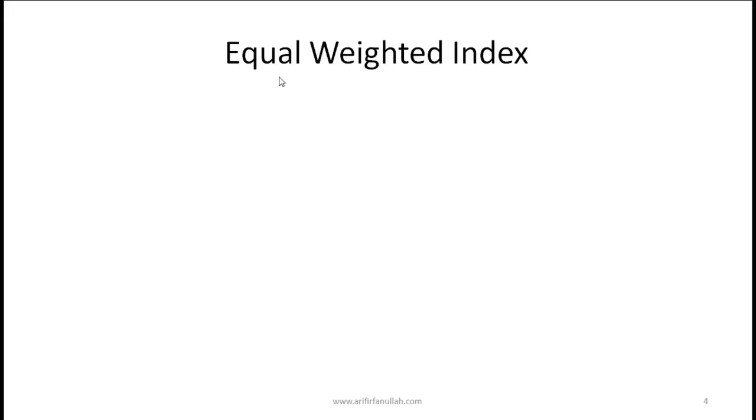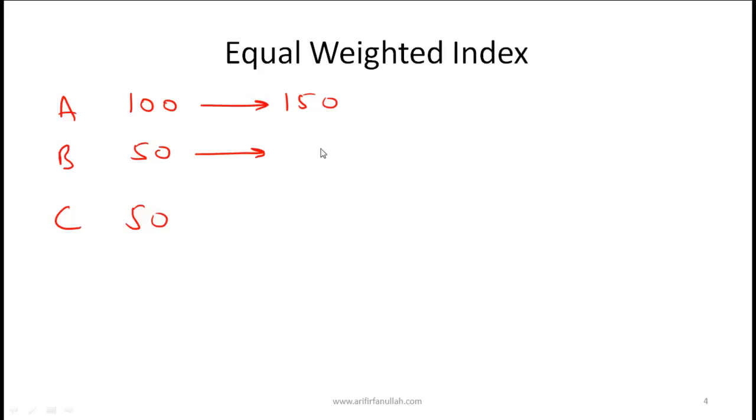Next, let's talk about an equal weighted index. So in an equal weighted index, if you have A, B and C, then the weightage of all three stocks is the same. So if we go with the example that we just talked about, we had a situation where stock A was 100, stock B was 50 and stock C was 50 initially, and if A increases from 100 to 150, B goes from say 50 to 55 and C remains the same, then with an equal weighted index we assume that an investor has put an equal amount of money in each.